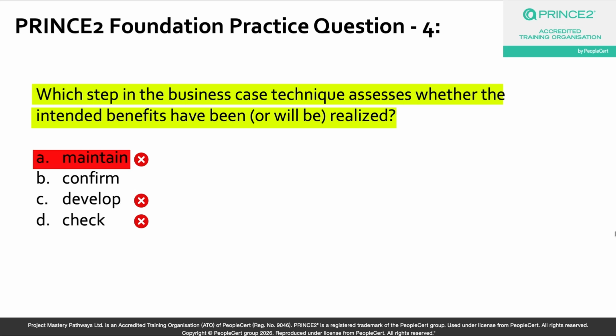So as many of you have rightly guessed, the correct answer to this question is option B, which is confirm. Here is what makes the confirm step so special in this scenario: it operates beyond the project life cycle. Very important, because after the project closes, the temporary organization, which is the project team, is disbanded, right? However, the benefits review work does not stop. The business, led by the senior user, picks up the accountability for conducting post-project benefits reviews.